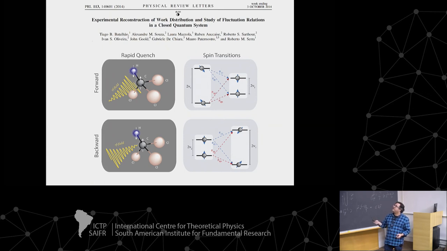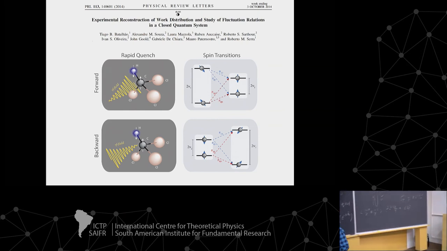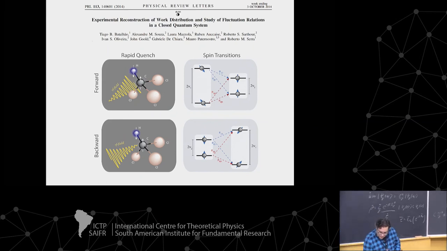If I do it very fast, here I have a spin-1/2 system decreasing the energy gap. I can get transitions from the ground state to the ground state of the final Hamiltonian, or from the ground state to the excited state of the final Hamiltonian, and so on.